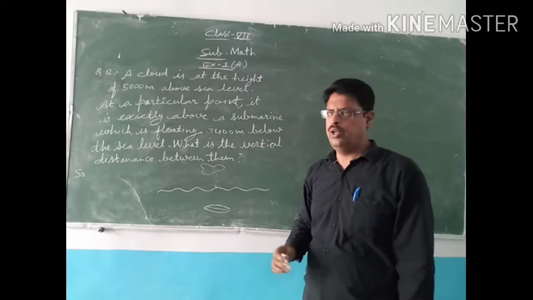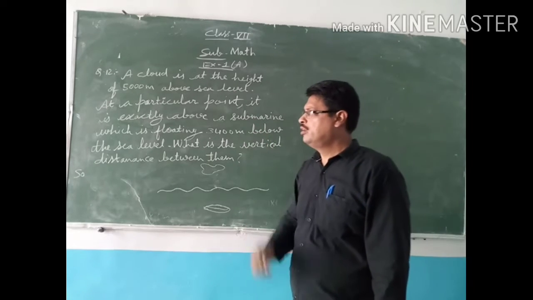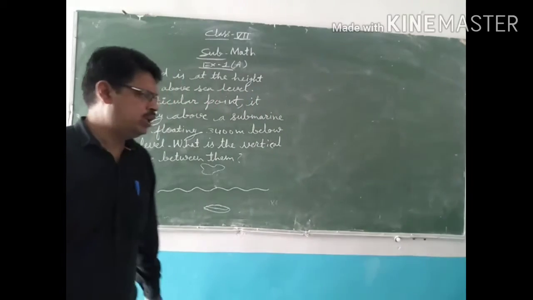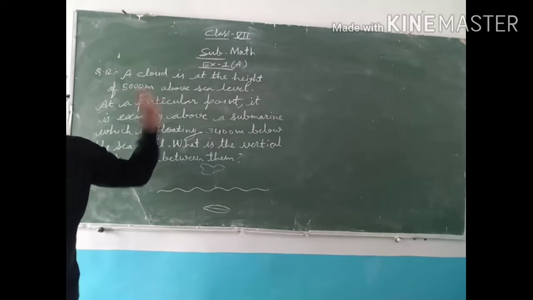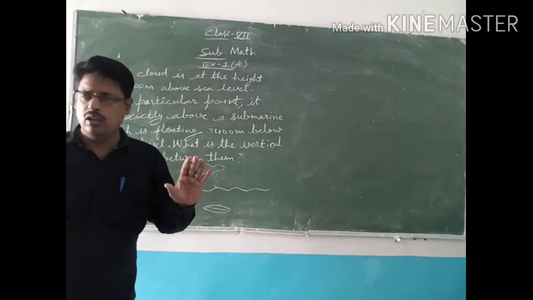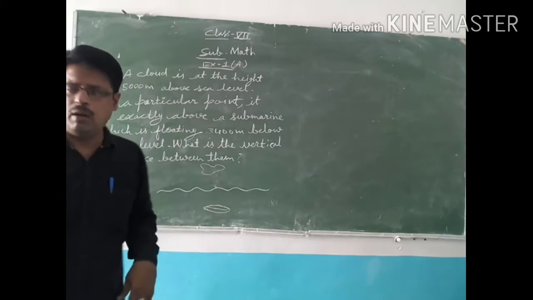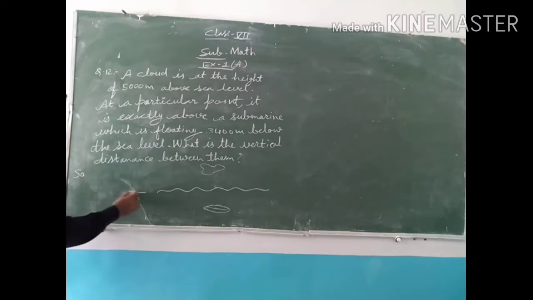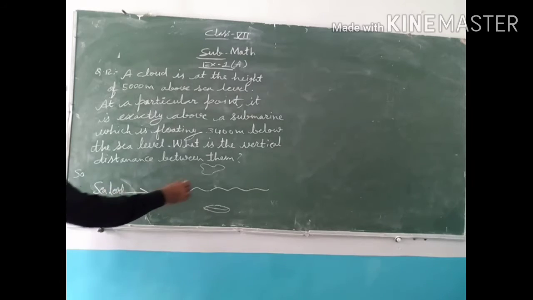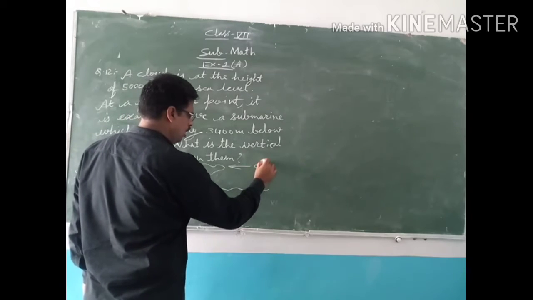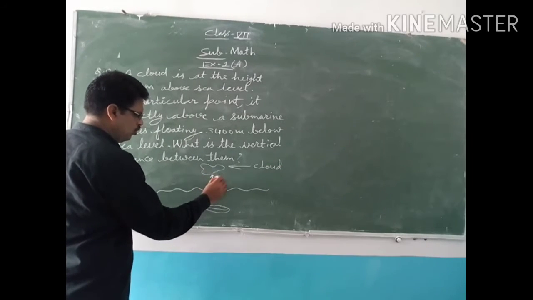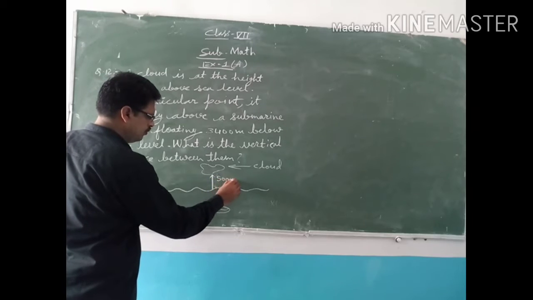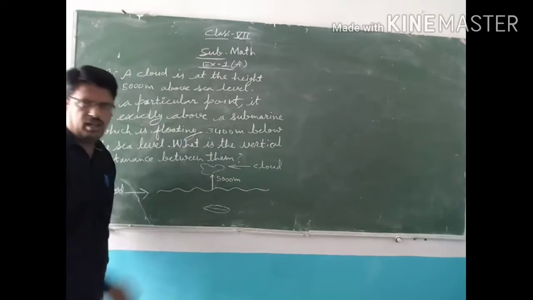Exercise 1A, question number 12. A cloud is at the height of 5000 meters above the sea level. Suppose this is the sea level and this is the cloud, and it is 5000 meters above the sea level.